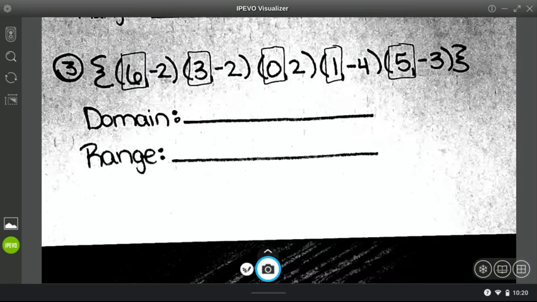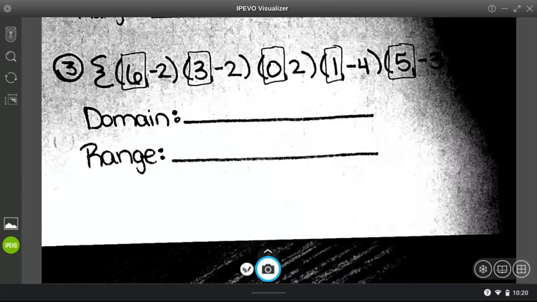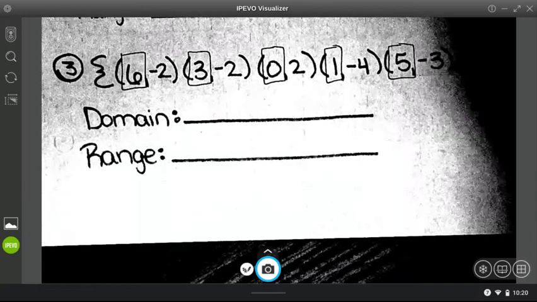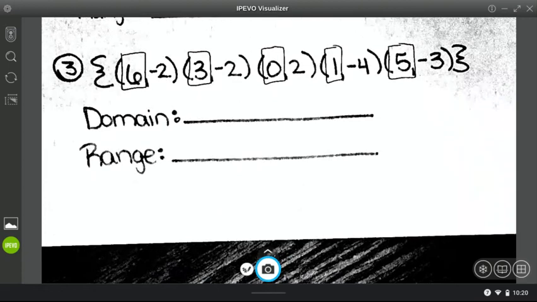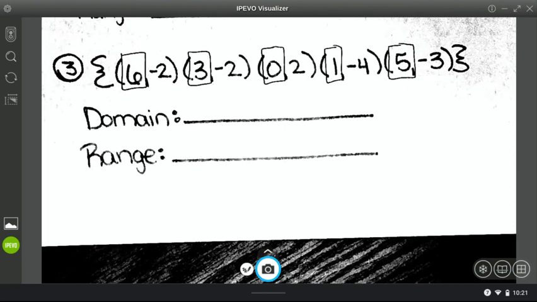All right, so I just took it upon myself to put a box around all of the X coordinates for the domain. Brian, let me know when you have an order for domain. Okay, so tell me what you got for domain.